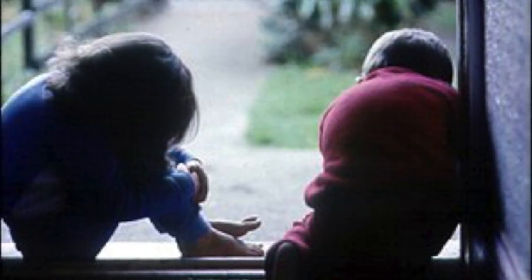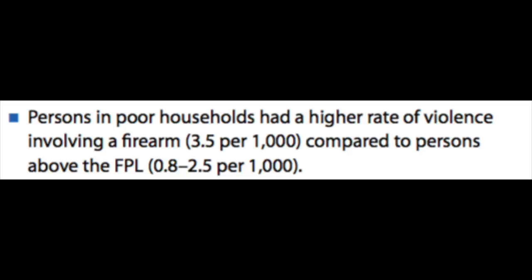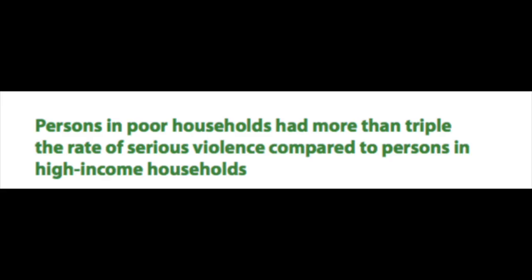The data also tells us people in poor households had a higher rate of violence involving a firearm, which is 3.5 per 1,000 people, compared to persons above the federal poverty rate, which is 0.8 per 1,000 people. This data tells us that we were correct by proving that the poorer one is, there is a higher chance that person will in fact be involved in a crime.